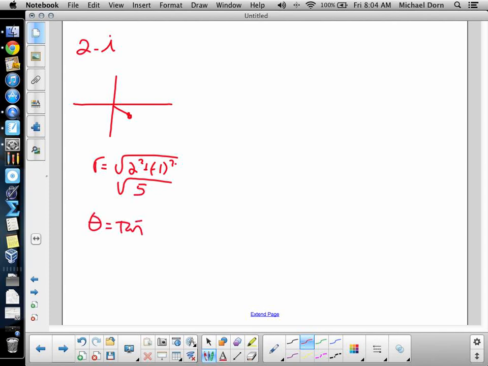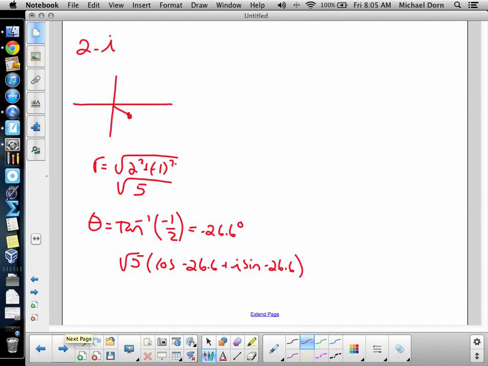Theta is tan inverse of negative 1/2, which is not an identity. Negative 1/2 would be identity for sine and cosine, but not for this, and that's negative 26.6 degrees. So this would be root 5 cosine negative 26.6 plus i sine negative 26.6.